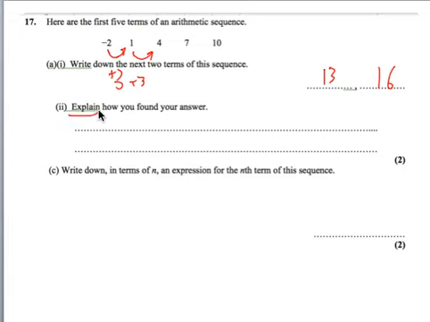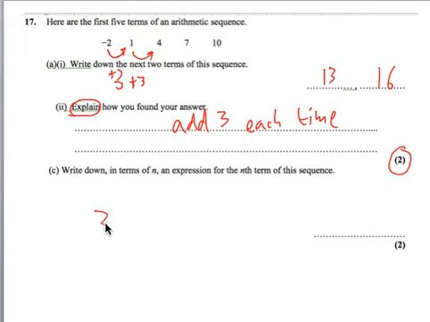Now I've got to explain how I found my answer. All I did was add 3 each time, and I've got 2 simple marks. Again, I've got to write down in terms of n an expression for the nth term of the sequence. I think back, what did I do last time? First thing I did is find the difference between each of the terms. In this case it's 3, so I start off with 3n.